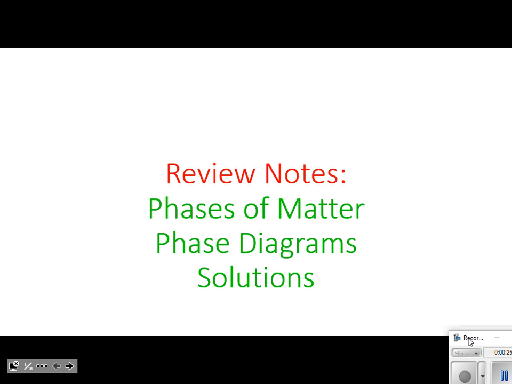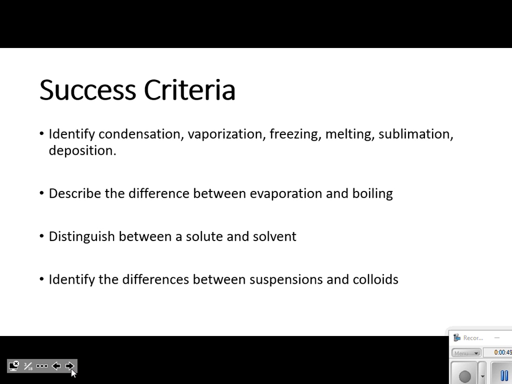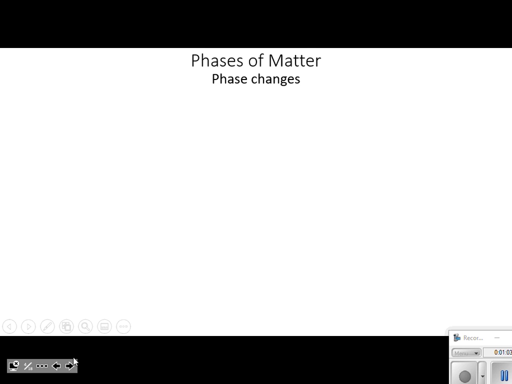So, when we look at our success criteria, or excuse me, our learning target is to identify phase changes that exist in a chemical system. Our success criteria then is to be able to identify condensation, vaporization, freezing, melting, sublimation, and deposition. All of those different parts.